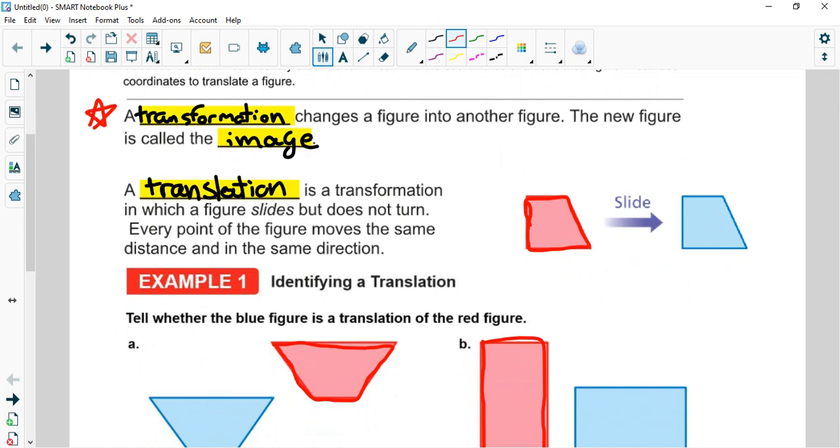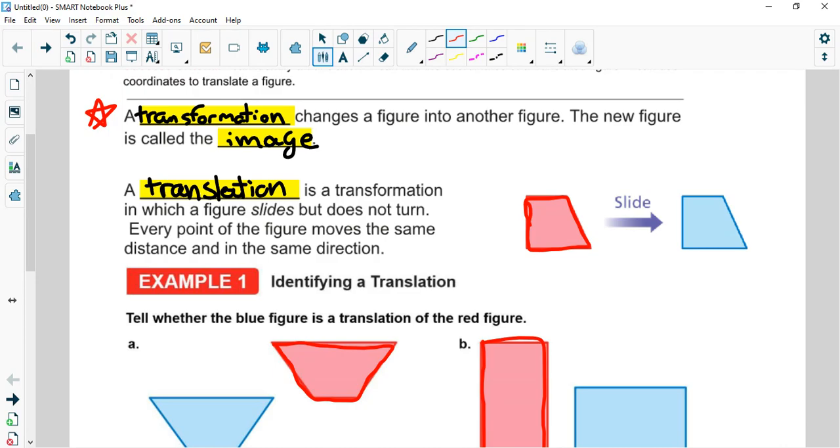The first thought to talk about is that a transformation changes a figure into another figure. So it's some sort of change. We are going to learn 4 possible changes in the lessons to come. The new figure, so after we do the transformation, the new figure is called the image. Our first transformation.